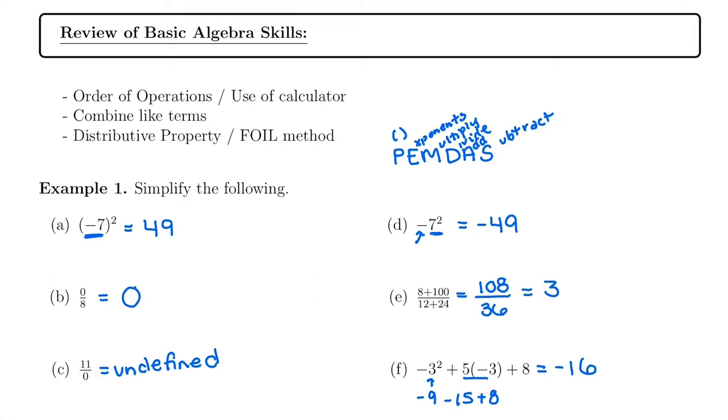So there's just some plugging into your calculator or doing some basic arithmetic in your head. Whichever you'd prefer, I'd practice in your calculator if you'd prefer to use your calculator.